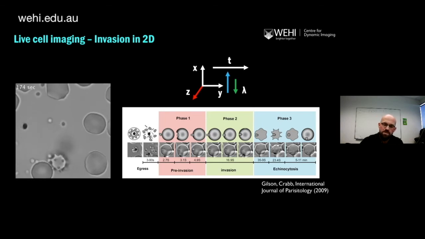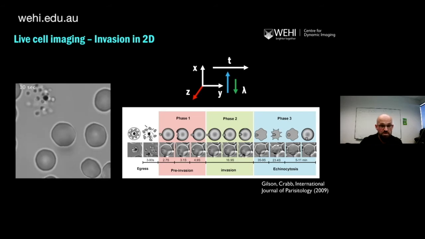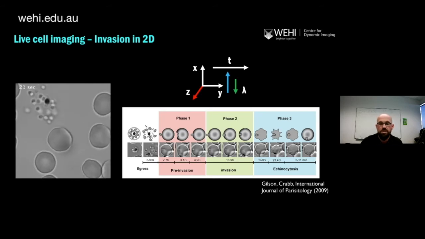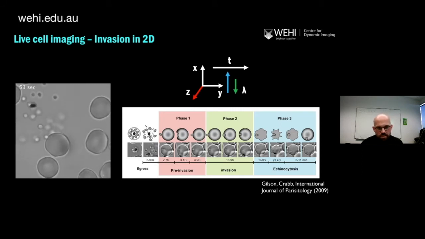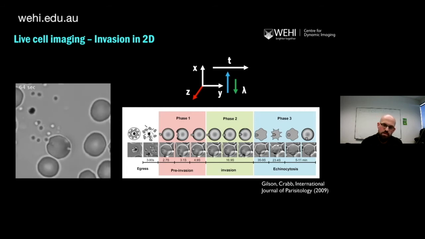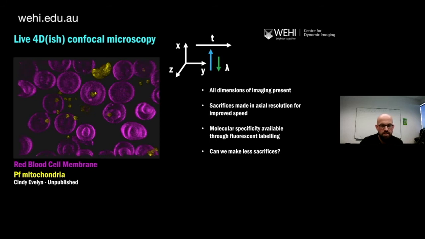And the red blood cells themselves are wonderfully 3D, and they have a very well-regulated shape, so you know what they should look like. And you can't guarantee the parasite is always going to invade the right way within the plane of your imaging. So in 2017, Cindy Evelyn started as an honors student with Kelly, and her project was to image this process in 4 dimensions on the lattice light sheet microscope.